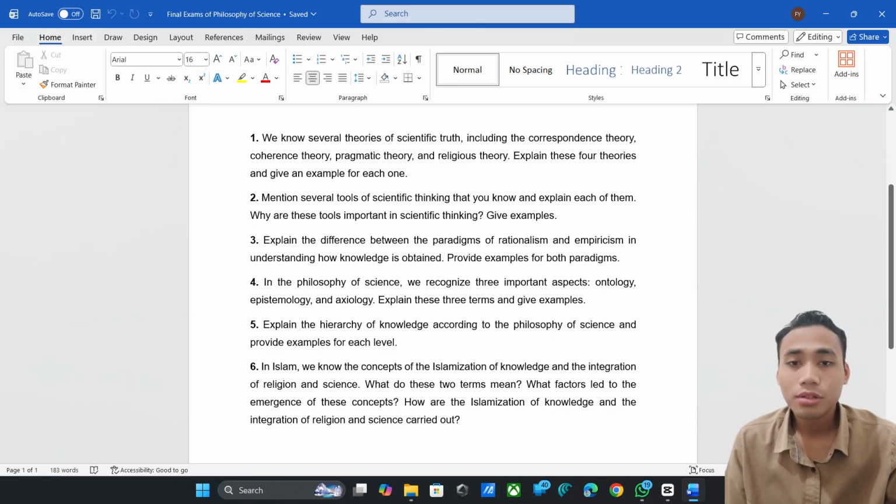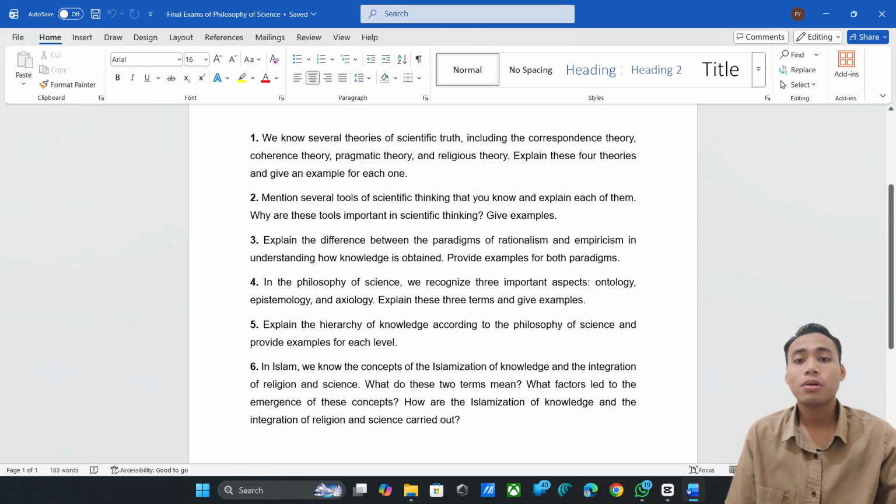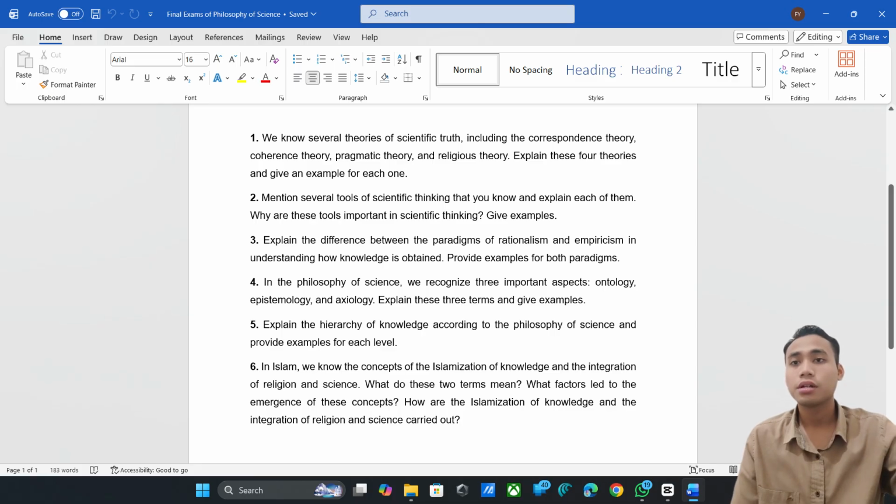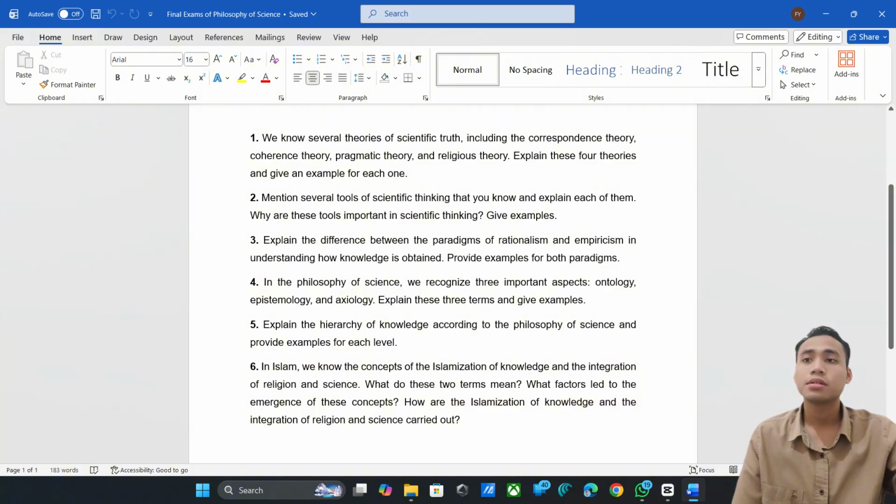Now I want to answer the final examination of philosophy of science. Okay, we first answer the first question. The question is, we know several theories of scientific truth, including the correspondence theory, coherence theory, pragmatic theory, and religious theory. Explain these four theories and give an example for each one.